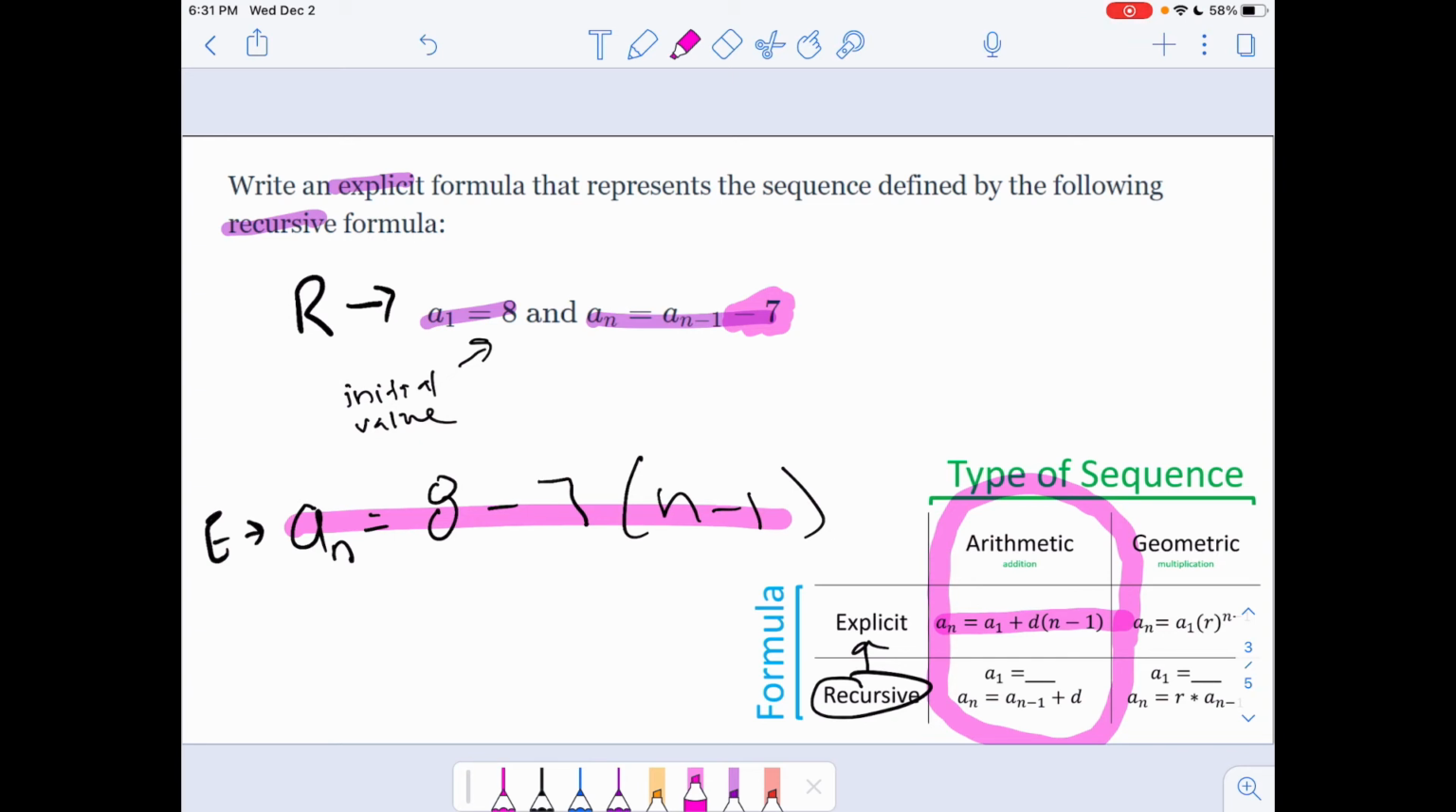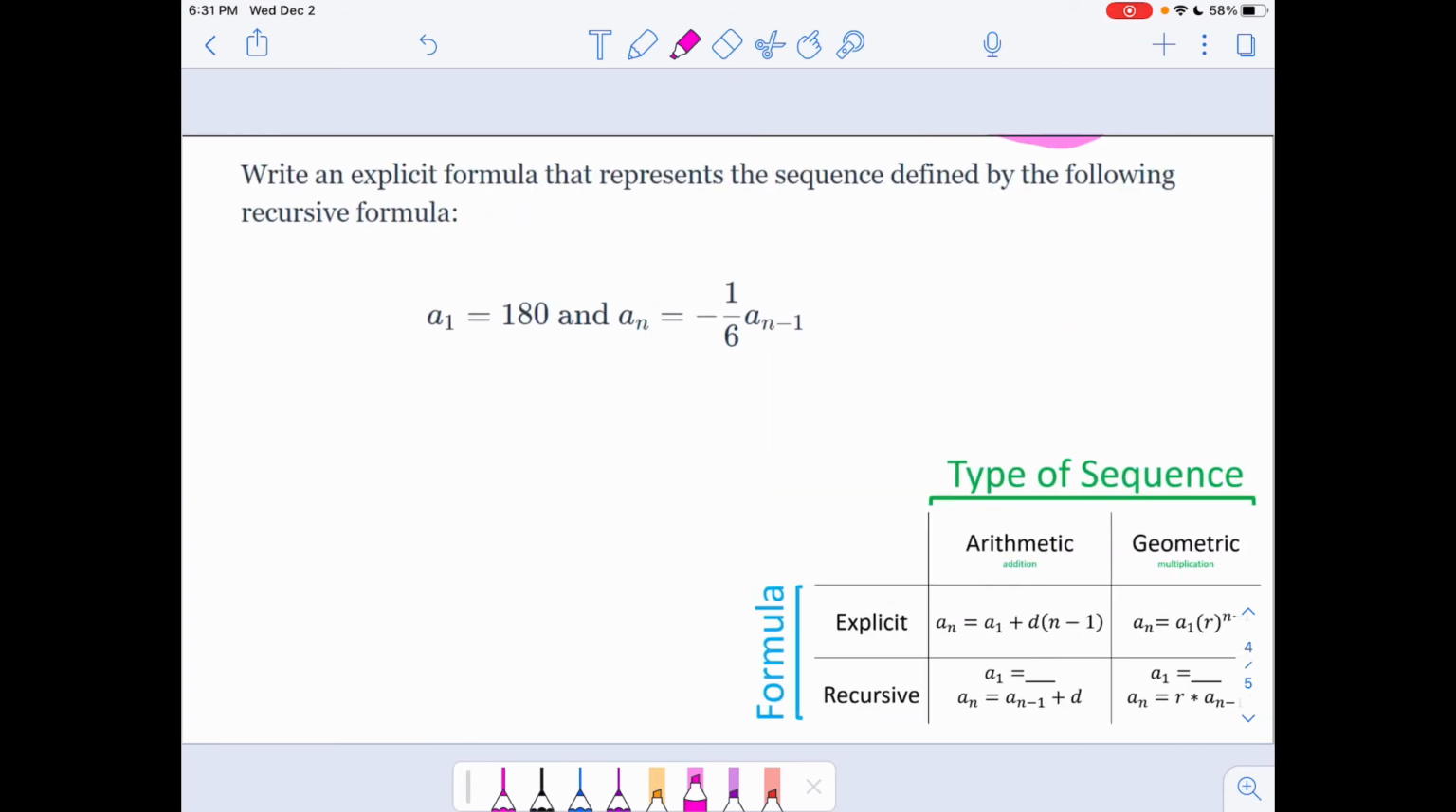Let's try another example. Once again, write an explicit formula that represents the sequence defined by the following recursive. Great, so this is my recursive formula that's written in two pieces, piece 1 and piece 2. Let's label it. Here is my initial value of 180, and it looks like my pattern is to multiply by negative 1/6.